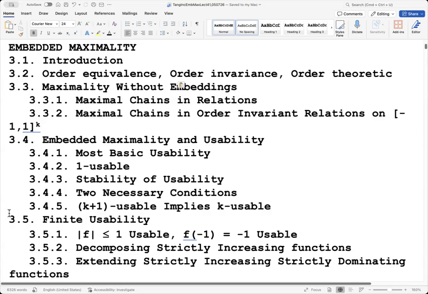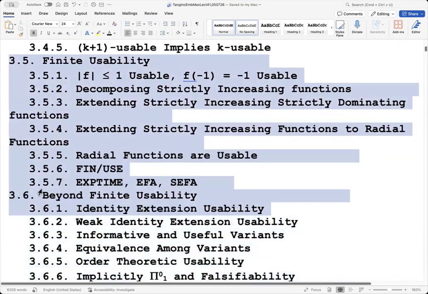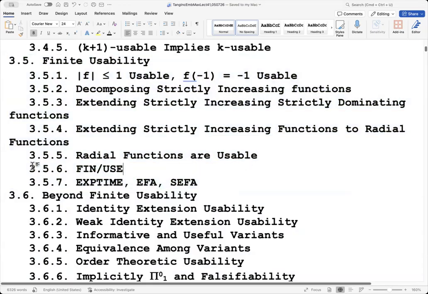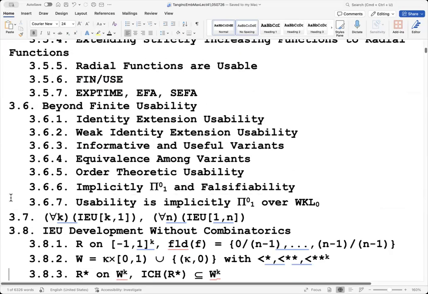It's straightforward. Then there's this whole chapter on finite usability that's been around for a long time, completely analyzing what the finite usable functions are, with the theorem called fin use, which completely characterizes simply what the finite functions are that are usable. Usability being the point of the subject, what's usable. Then we go beyond the finite, as we did before, a little more polished.